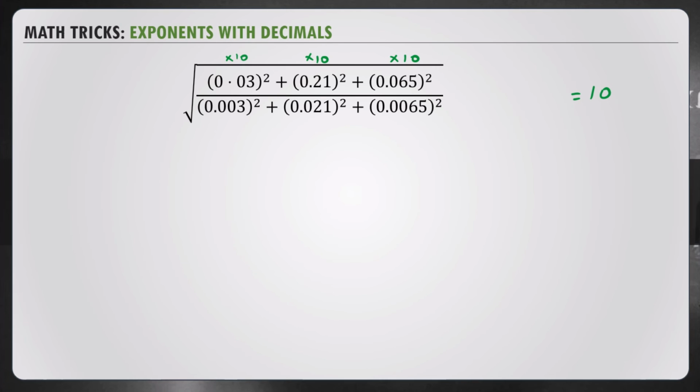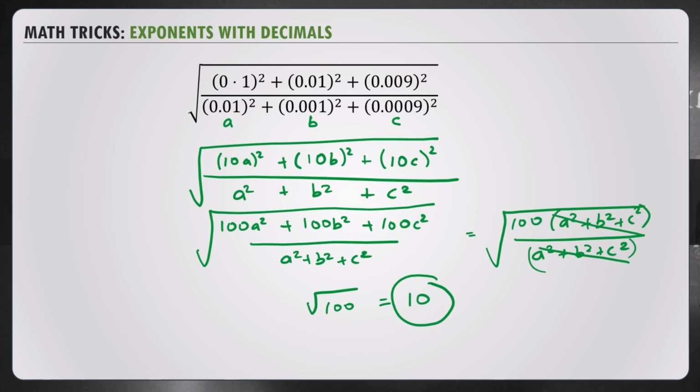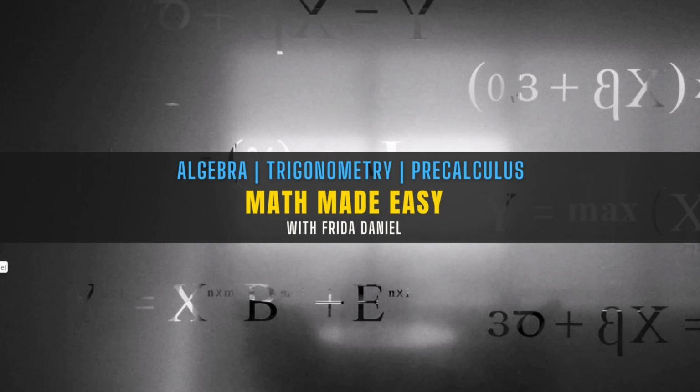Okay, let's do this again. So we get, let's call this A, B, and C. All right, so we have 10A the whole squared plus 10B the whole squared plus 10C the whole squared over A squared plus B squared plus C squared, and the square root again. We'll be doing the same thing all over again. So instead of working through all those steps again, we cancel it out. We get square root of 100 is equal to 10. So that was your answer. A simple trick to solve math sums like this.